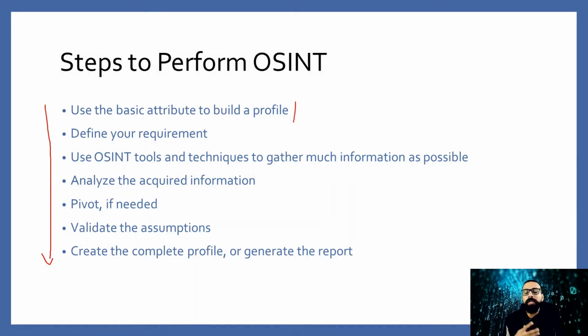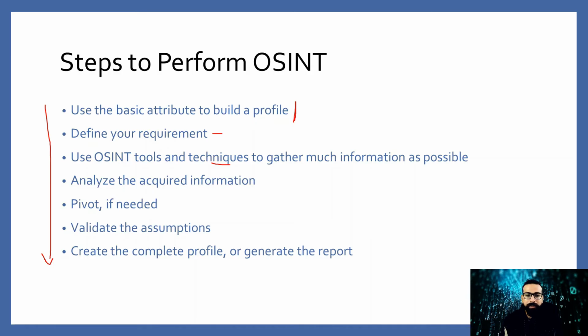At first, you need to start with what information you already have or already know, for example, the email address, username, first name, last name, phone number, etc. Then you will be defining your requirement: what do you want to get? And now start gathering the data by using the OSINT tools and techniques, which we will discuss later on.